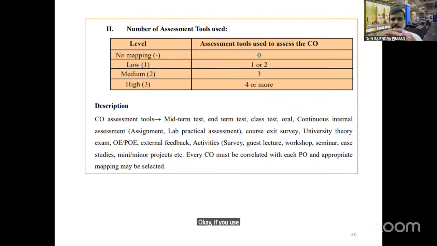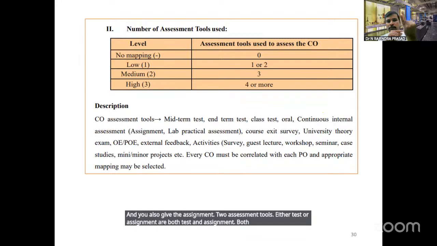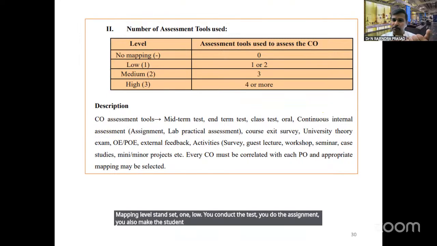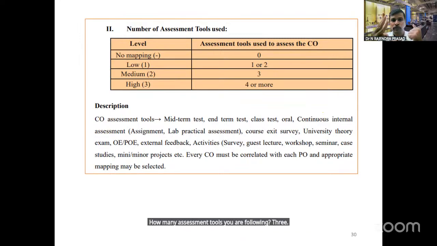If you use one or two assessment tools, you conduct the internal assessment test and you also give the assignment, two assessment tools, either test or assignment or both, mapping level stands at 1, low. You conduct the test, you give the assignment, you also make the student present a seminar. How many assessment tools are you following? 3. So mapping level stands at medium. That is 2.